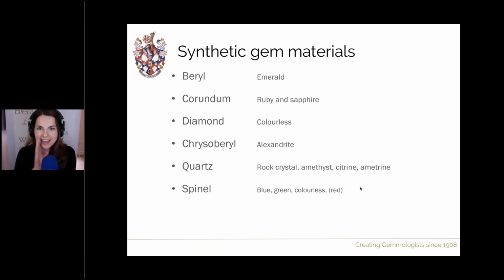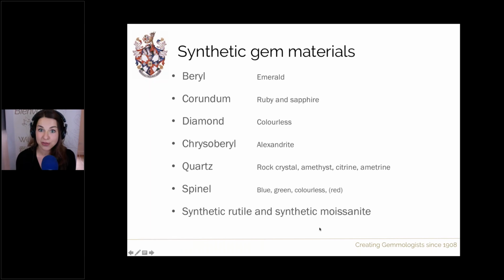Oh no, I forgot spinel. Oh dear. Also spinel. Spinel is one that we can create synthetically as well, in every color that natural spinel can come in, as well as a few more. The only exception to that is purple. We can't make purple synthetic spinel. A couple more gems to mention would be synthetic rutile and synthetic moissanite. These are two gemstones that if you do find as faceted versions, you can know that these are of synthetic origin. They've been made in a laboratory.